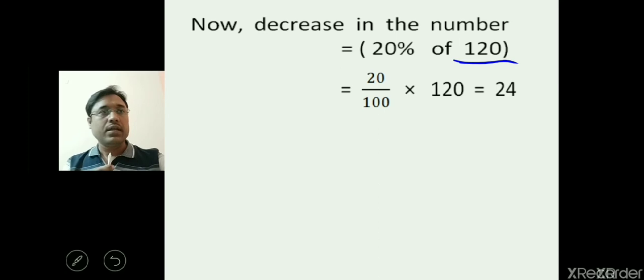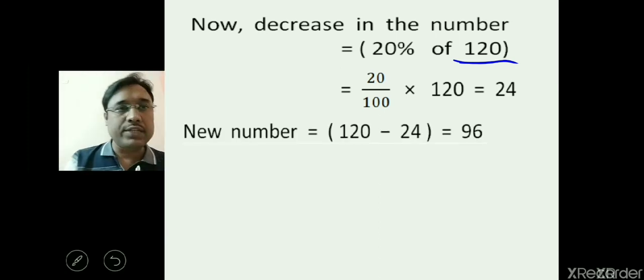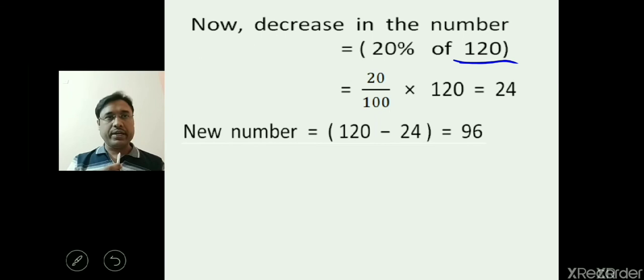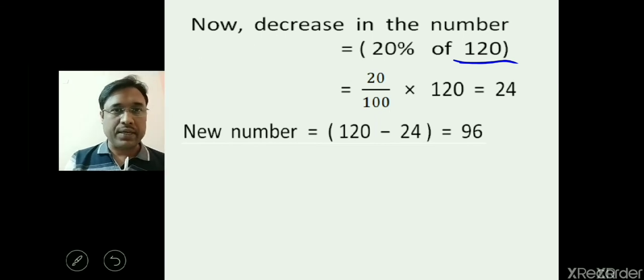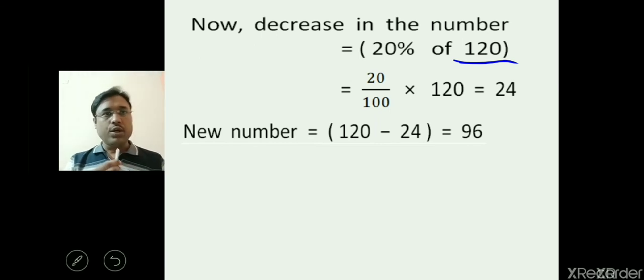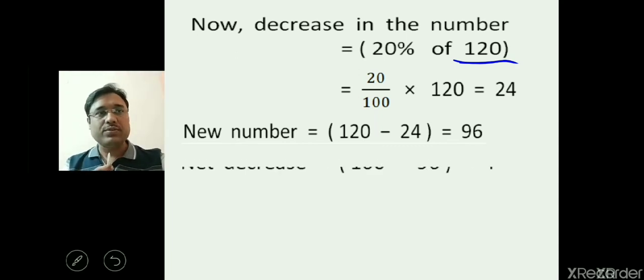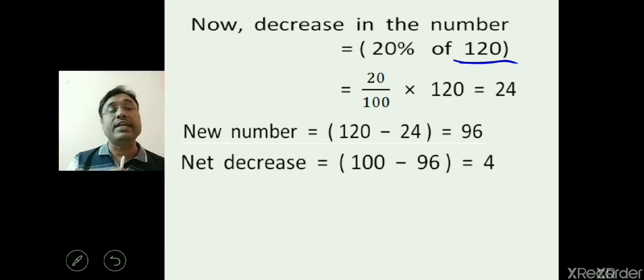Now, the new number is 120 minus 24. Whatever decrease is happening here, you will subtract from the present value. So the new number, that means the decreased number, is 120 minus 24, which is 96, and at the starting the number was 100. You know that. So therefore the net decrease is 4 only, because initially the value was 100, so 100 minus 96, the net decrease is 4.